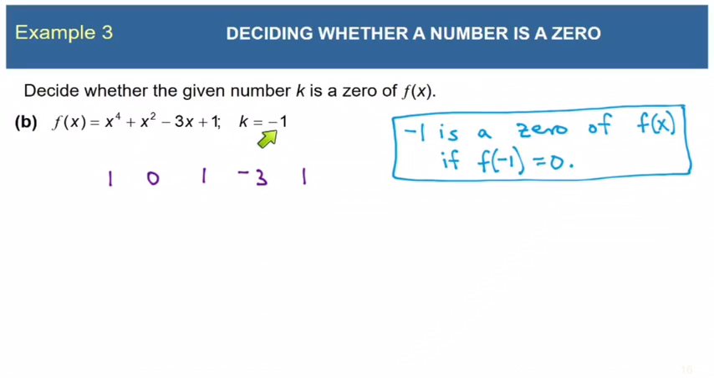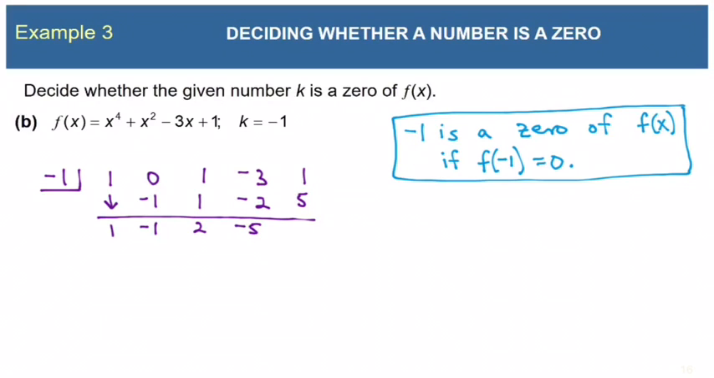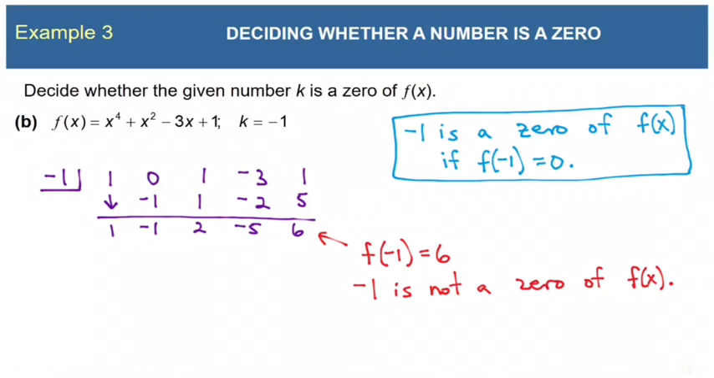And now, since I'm trying to evaluate f of negative 1, I'll put negative 1 in the box. And let's go through the process. Pull down, multiply, add, multiply, add, multiply, add, multiply, add. And now we know that f of negative 1 equals 6. So that tells me that negative 1 is not a 0 of this function.